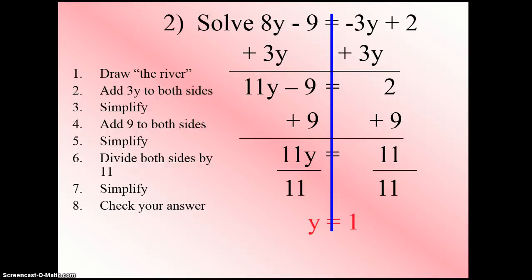Again, I want to check my answer. I plug it back in. 8 times 1 is 8 minus 9 gives me a negative 1. Negative 3 times 1 is negative 3 plus 2 is negative 1. So it does check out.